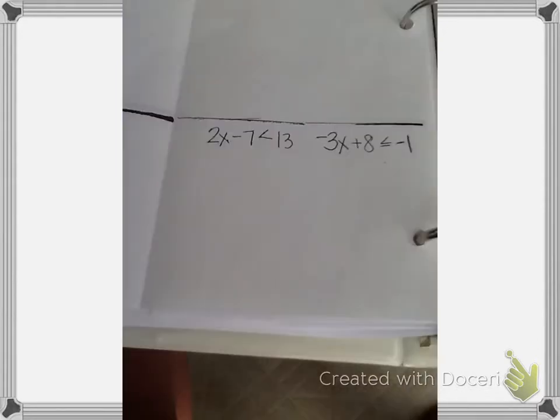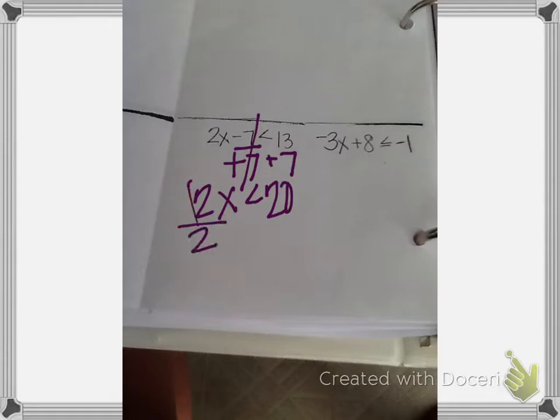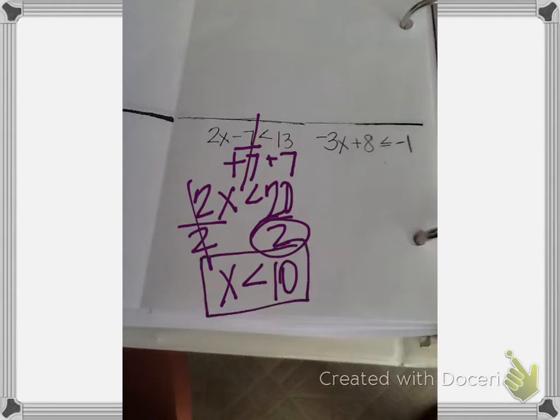So, we add or subtract first. The opposite of minus 7 is plus 7. Always add or subtract first. So 2x is less than 20. Then we multiply or divide second. Divide by 2. I divided by a positive, so my sign stays, and my answer is x is less than 10.